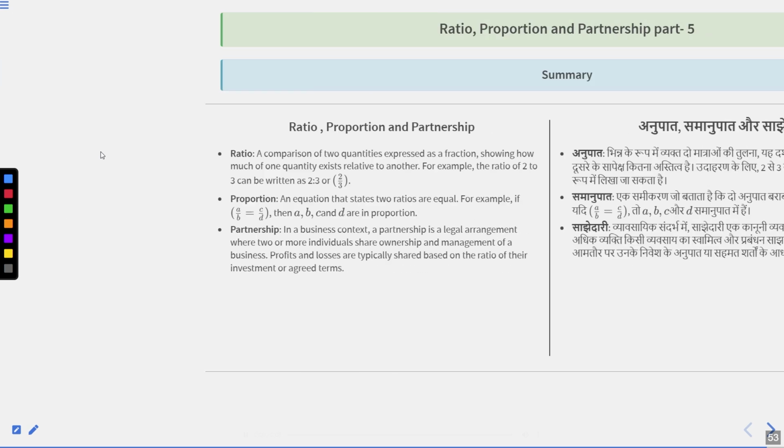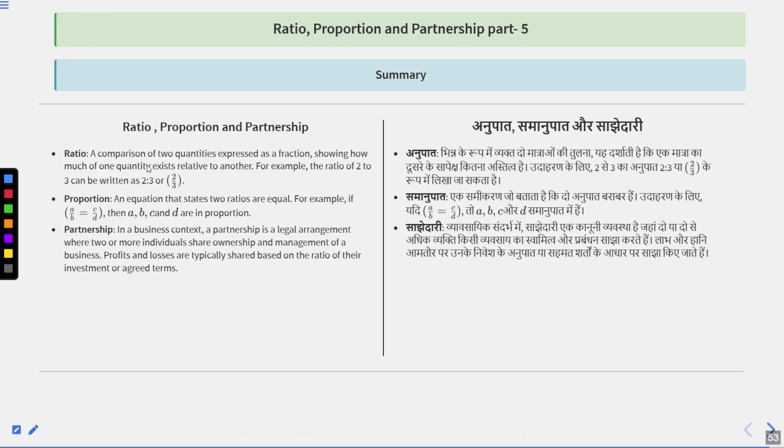Okay. Now let's summarize today's class. What is ratio? A comparison of two quantities expressed as a fraction, showing how much one quantity exists relative to another. For example, the ratio of 2 to 3 can be written as 2:3 or 2/3. In the same way, proportion is an equation that states two ratios are equal. For example, if A ratio B equals C ratio D, or A upon B equals C upon D, we can say that A, B, C and D are in proportion.